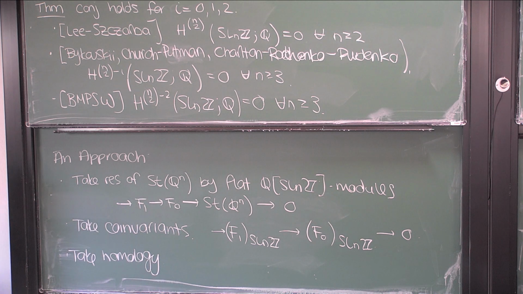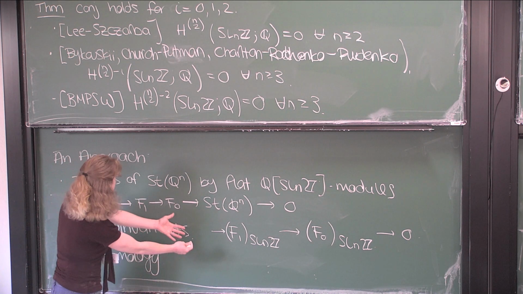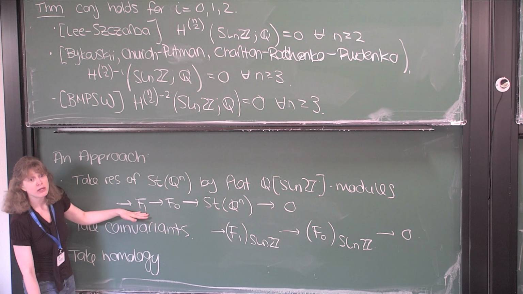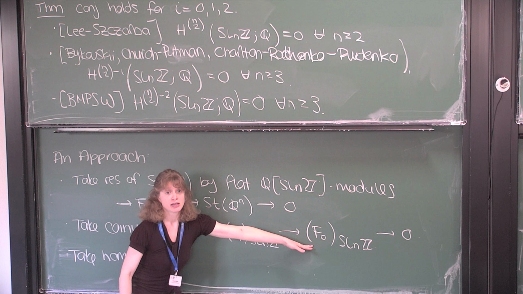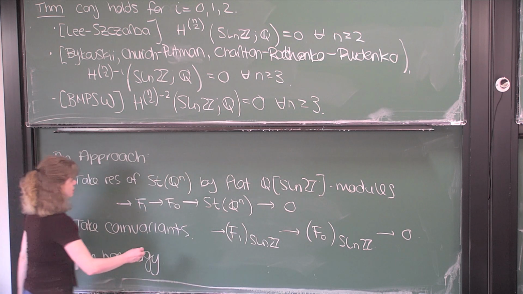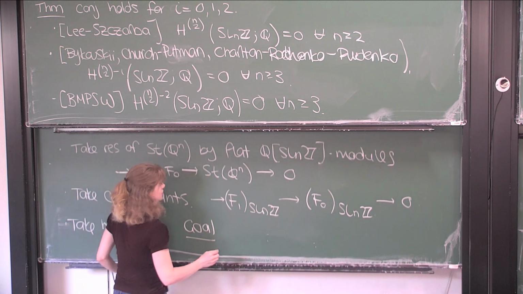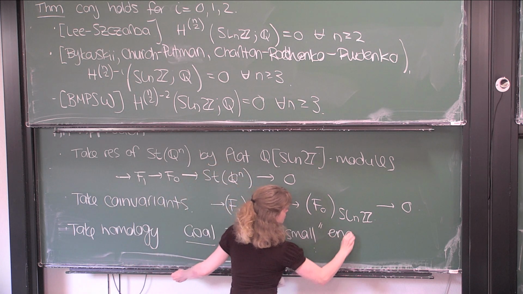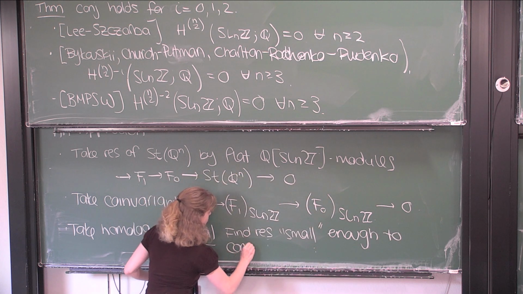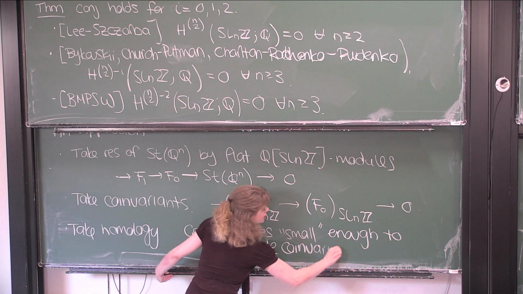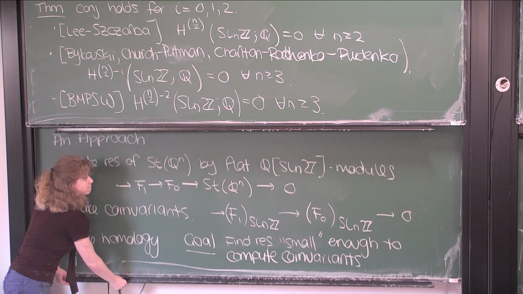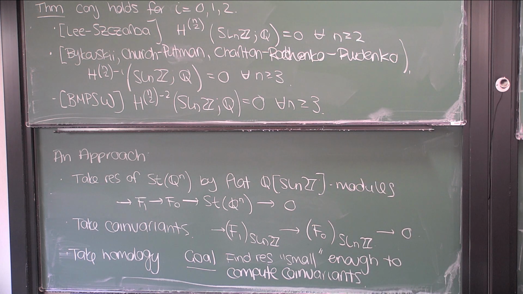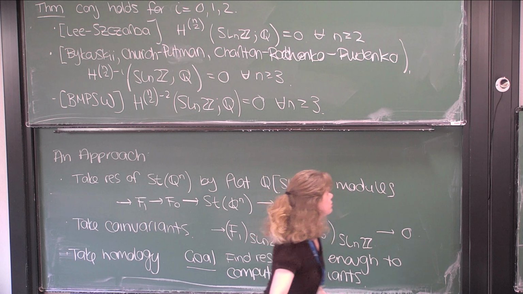Okay. And so the game becomes the game of trying to come up with a flat resolution of this Steinberg module where the terms are somehow small enough that we're able to get some traction in calculating these coinvariants. Okay, so the goal is to find a resolution that's small enough to compute coinvariants. And ideally one where the coinvariants just vanish. Okay. Great. So let's review the structure of these Steinberg modules.